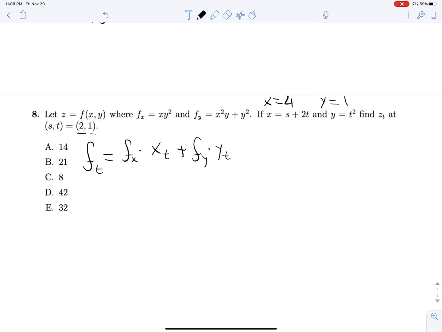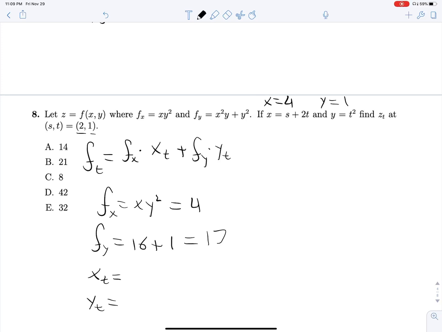So using this, knowing this, we can move over to our fx and fy and see that fx is equal to xy squared, which is equal to 4. And the same goes for fy. This is going to be x squared y, so 16 plus y squared, which is 1, so 17. And at this point, we might as well just find our xt and yt and get this whole thing over with.